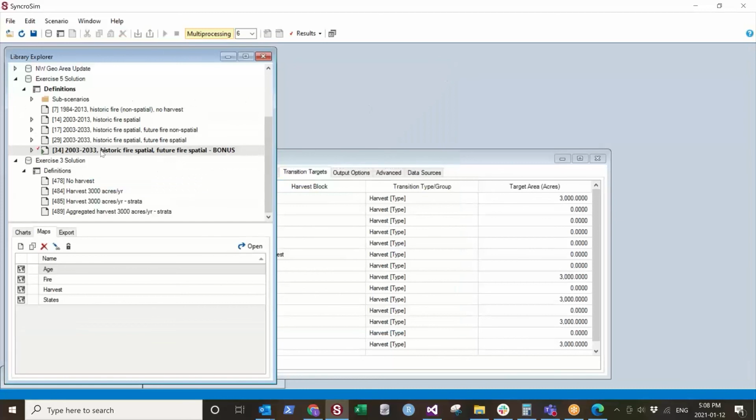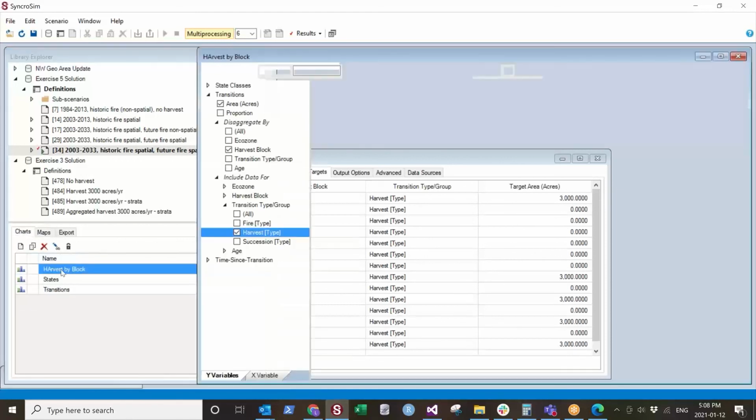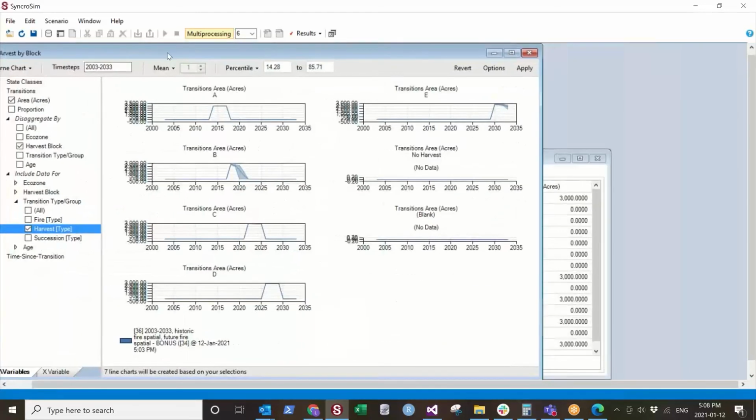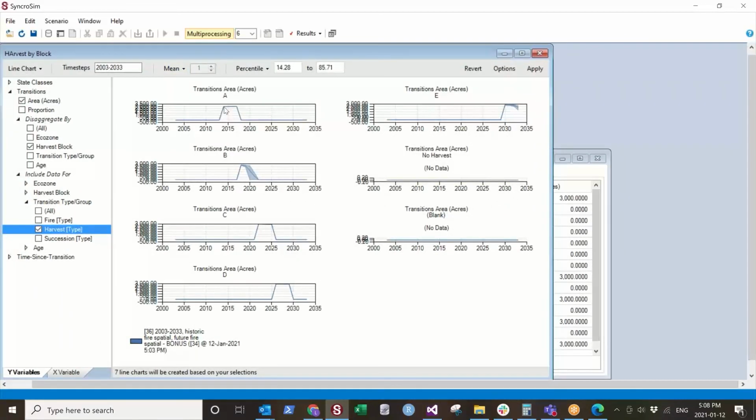I ran that simulation, and we can look first at a chart of harvest by block. Here we have, starting in 2014, 3,000 acres in harvest block A for a few years, then trying to meet those 3,000 acres in harvest block B, not quite managing it, and so on and so forth across the different harvest blocks.